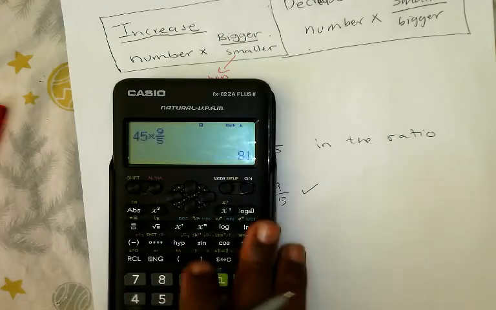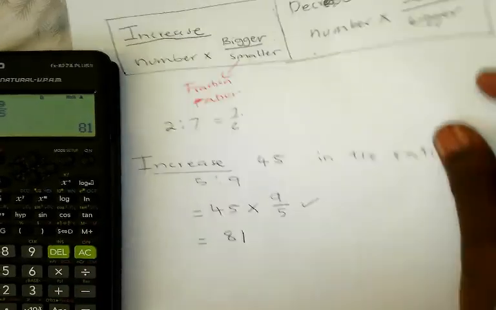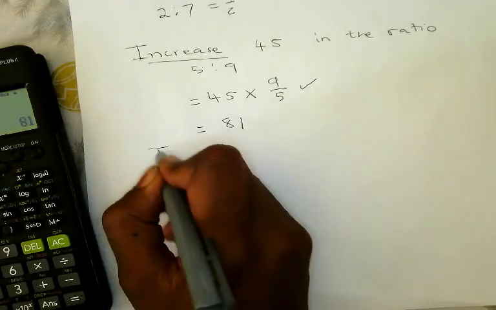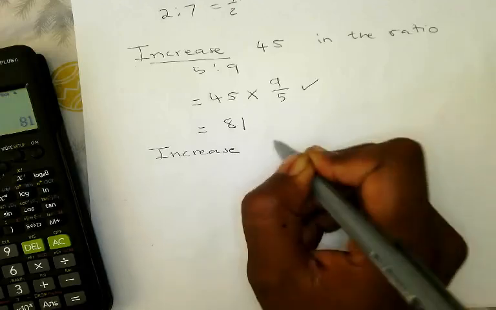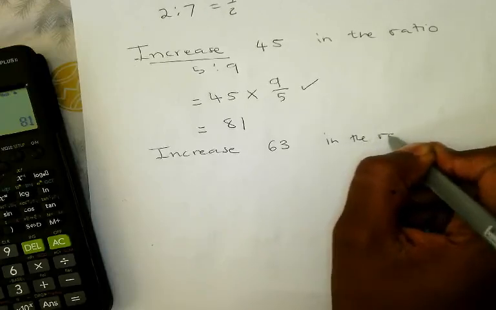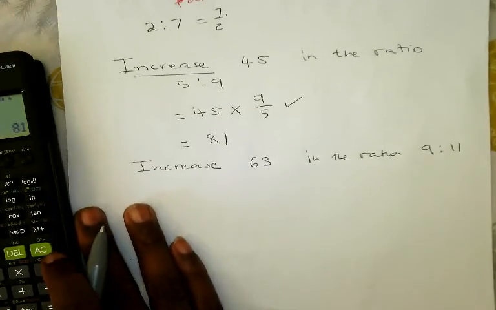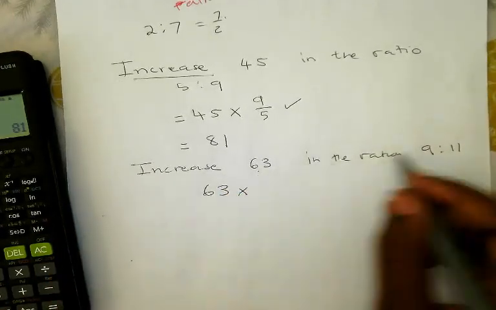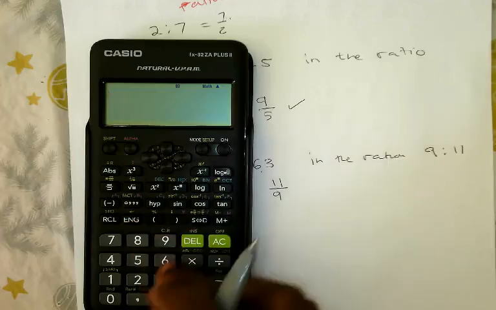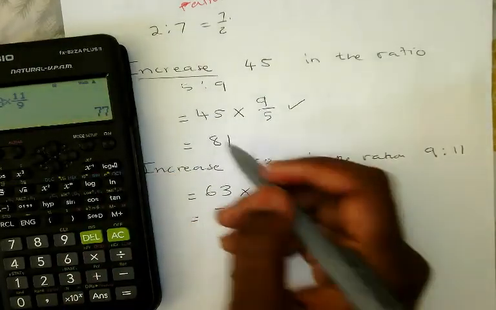And then let's try another one. Increase 63 in the ratio 9:11. So we say the number 63 multiplied by 11/9. How much will that be? 77. So it should make sense to you. We are increasing, so we should get a bigger number here.